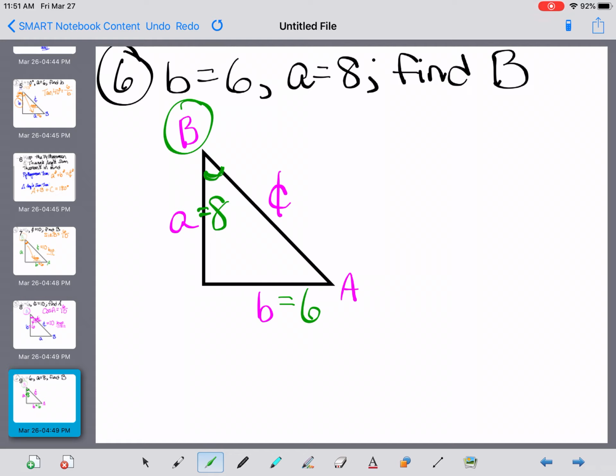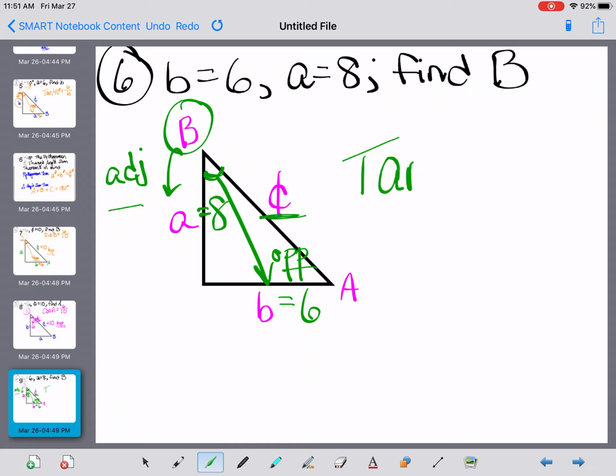All right, so we don't have the hypotenuse, so we're going to be using tangent, but just to make sure, that's my adjacent, and this here is my opposite, which, again, opposite over adjacent, that is my tangent function. So I get that the tangent of the angle B is equal to the opposite, which is 6, over the adjacent, which is 8. I know what you're thinking. Can I simplify that? I'll let you answer that question.